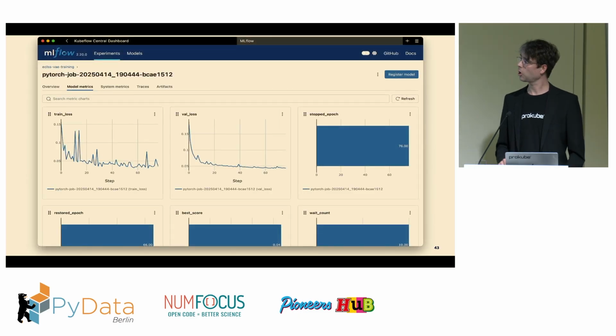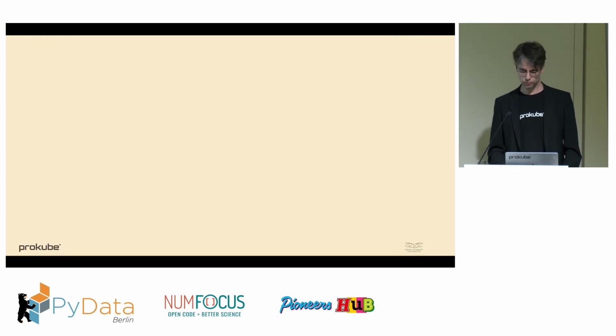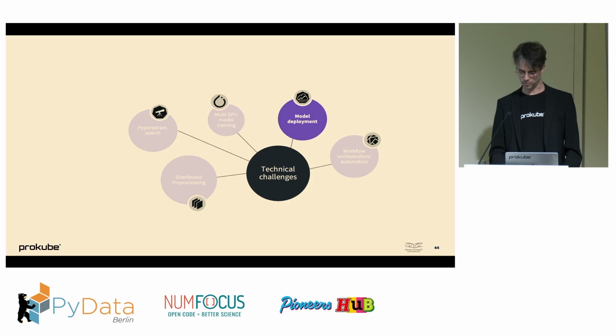And then we could hopefully observe something like this, where our validation loss more or less continuously goes down during training. Which brings us to the next one, model deployment.